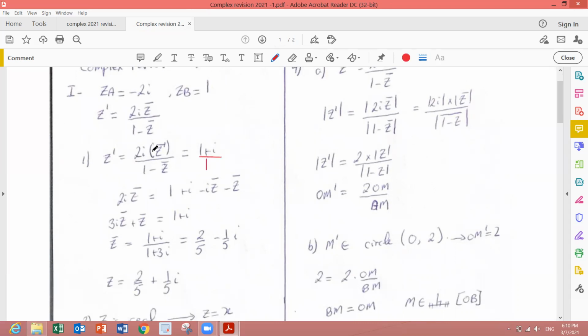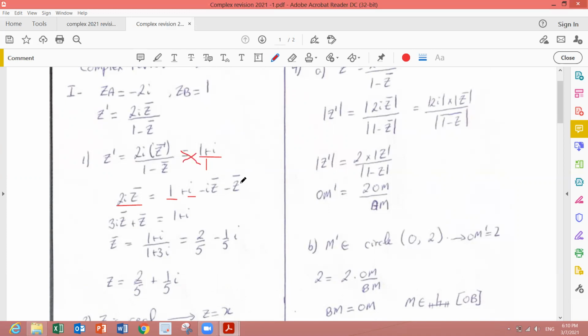Cross multiply. We get 2i Z bar times 1 is 2i Z bar. 1 times 1 is 1. 1 times i is i. Minus i Z bar minus Z bar. So that is the cross multiplication.